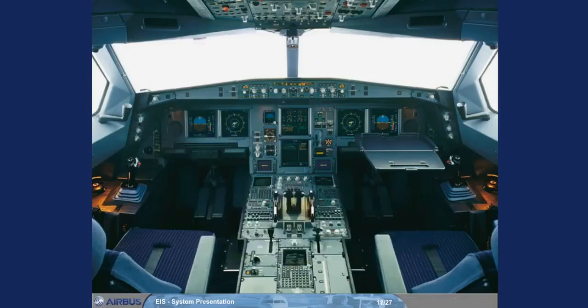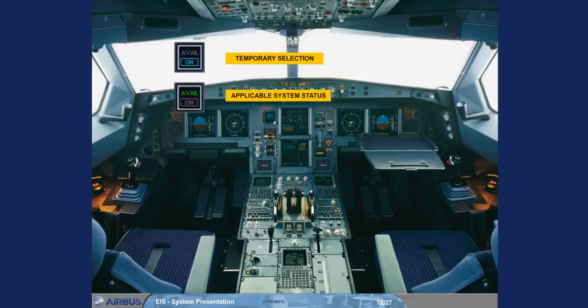There are some switches on the overhead panel which are used on a temporary basis, or may have an indication of their state. The logic is temporary selection for operational reasons, blue on light, for example anti-ice, and applicable system status, green light, for example APU available. You will see this philosophy demonstrated throughout the course.